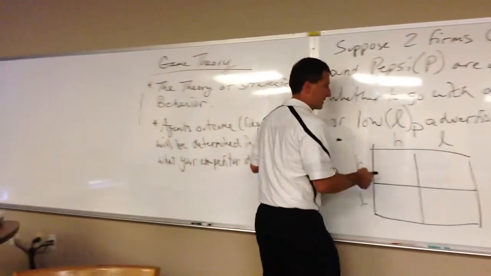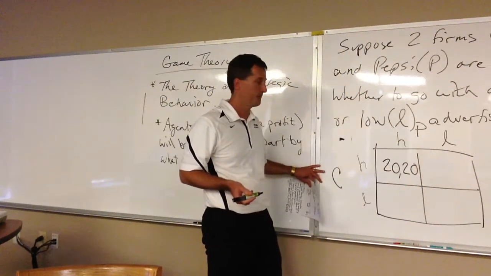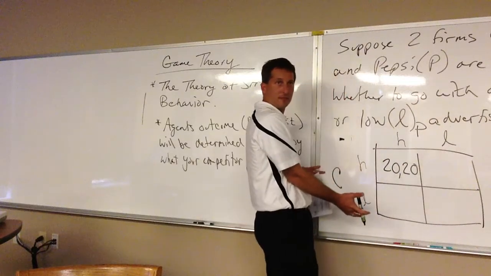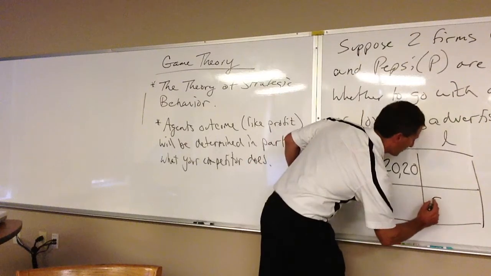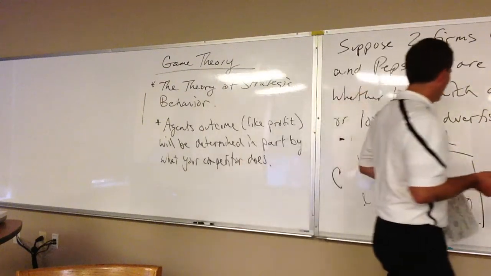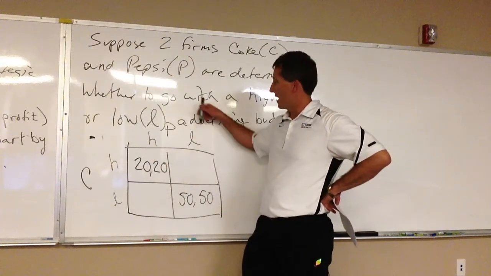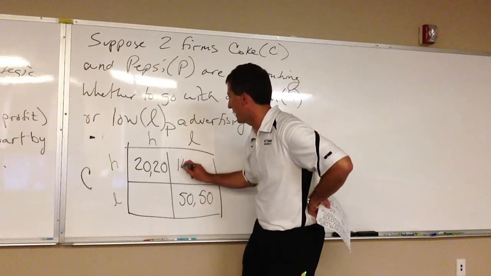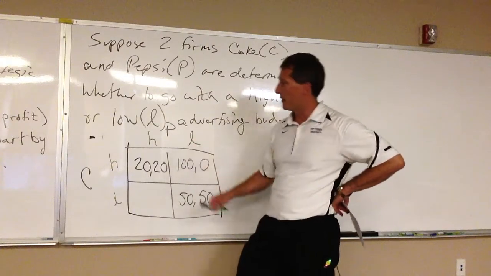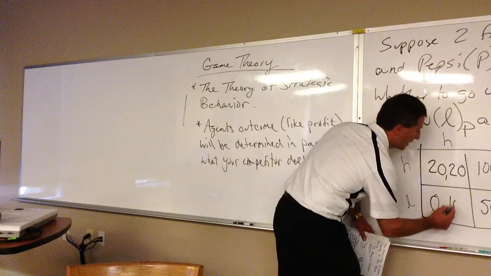If Pepsi chooses a high budget and Coke chooses a high budget, then each one of them makes $20 million. Now, if they both go with the low budget, they both make $50 million because they're not spending as much money on advertising. Now, where it gets interesting is that if Coke goes high with Taylor and Pepsi goes low with Britney, then Coke gets $100 million and Pepsi gets zero. And if vice versa happens, Pepsi goes high, Coke goes low, then Coke gets zero and Pepsi gets 100.